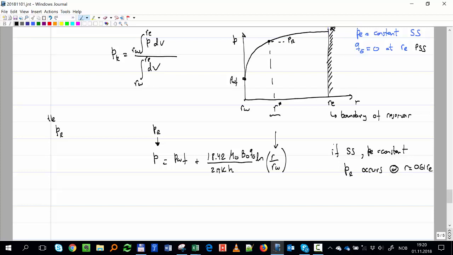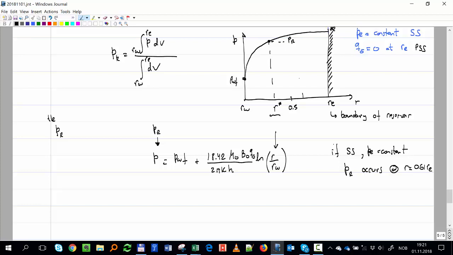Point 61 RE. Okay, so a bit more than half. If here I have 0.5, it will be a bit more than half. That's where I will find my reservoir pressure. That means if I go with a pressure meter on my well and punch it in the ground all the way to the reservoir, exactly at 0.61 RE, I will find reservoir pressure.